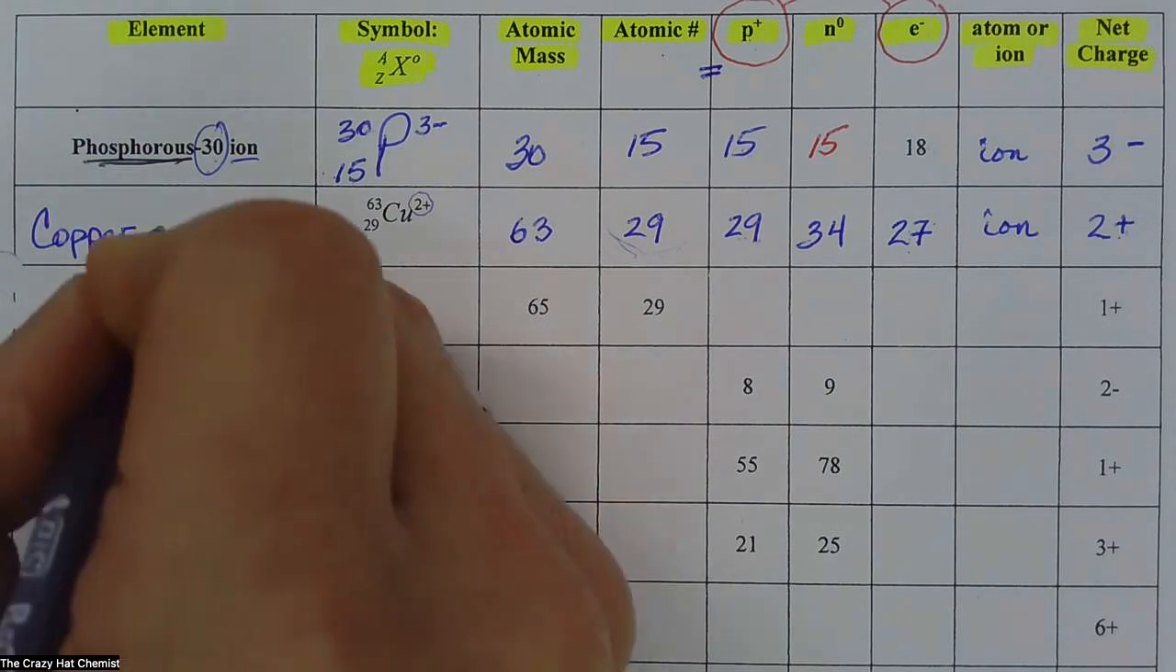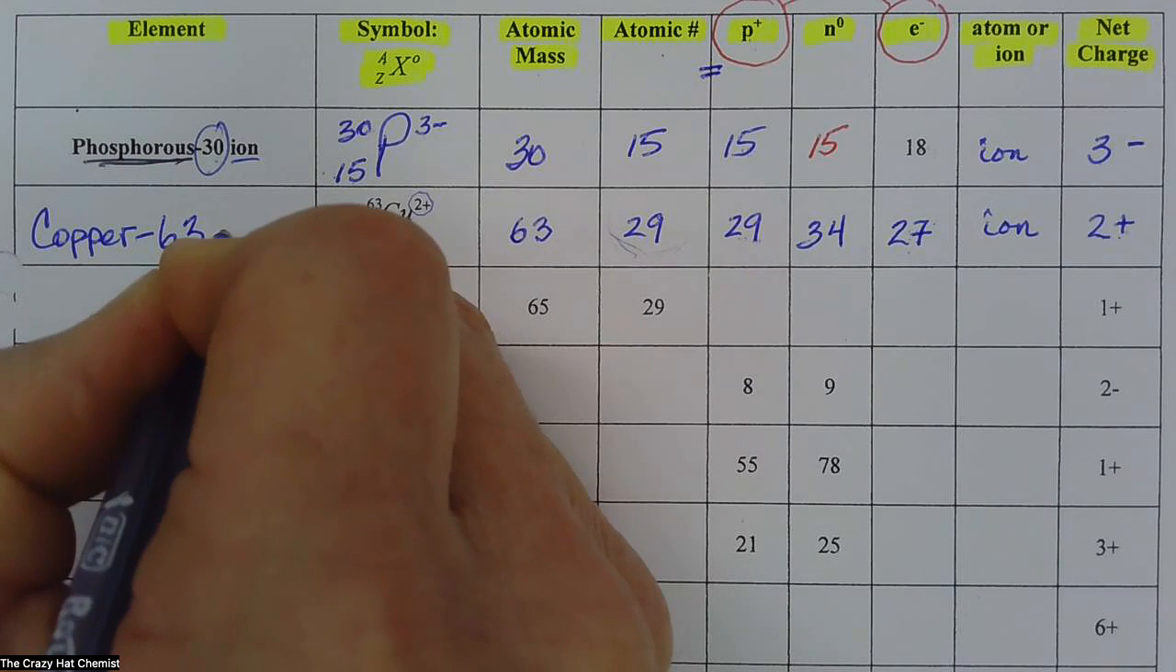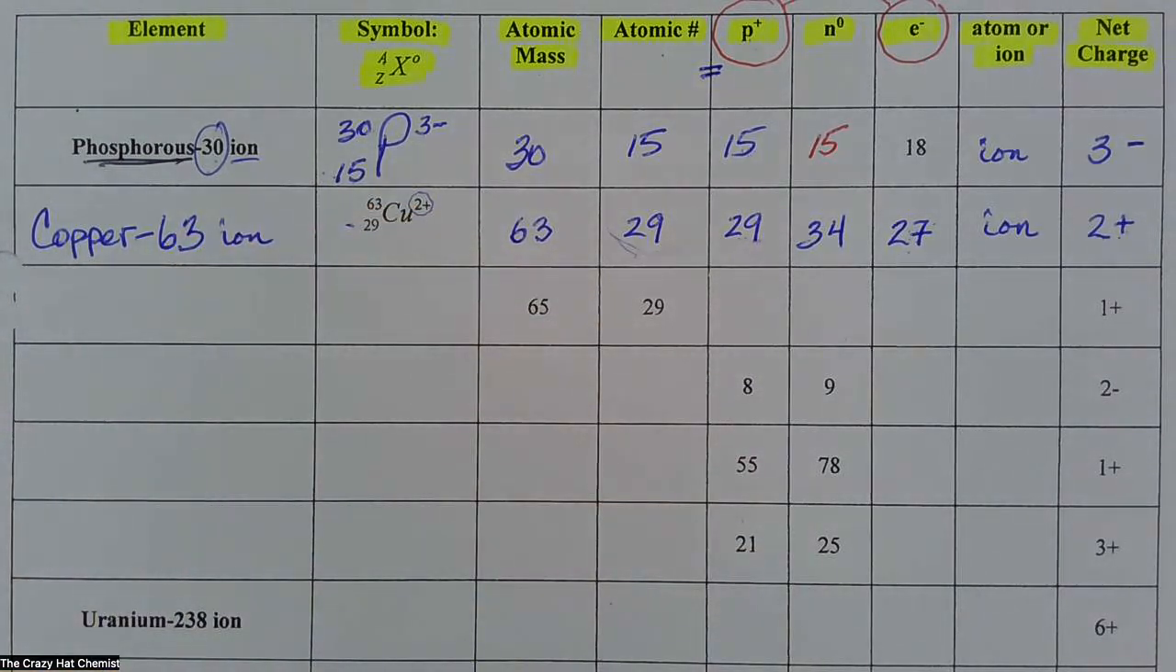dash and the mass, which is 63, and then it's an ion. Perfect. All right, that looks good. We got our second one done now. All right, now let's continue on.